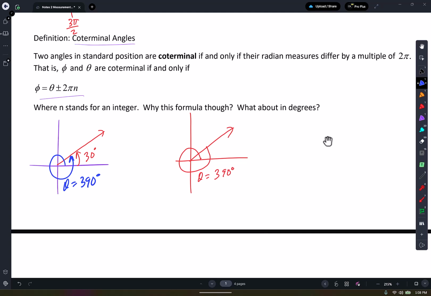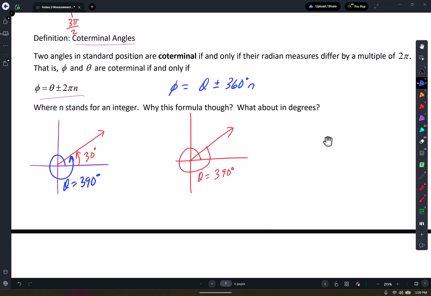Okay. This is the formula in radians. What do you think the formula is in degrees? Phi equals theta plus or minus 360 degrees times n, where n stands for how many revolutions you've done. It's an integer. So if you're right here at 30 and you've done 2 revolutions, you're going to add 720 degrees to that 30, and that's going to be coterminal angles. Does that make sense?